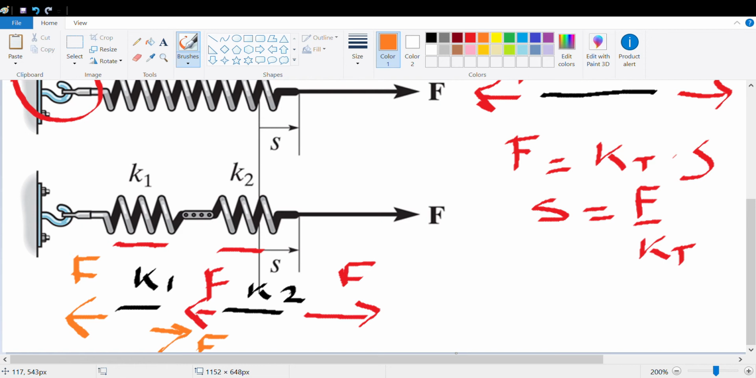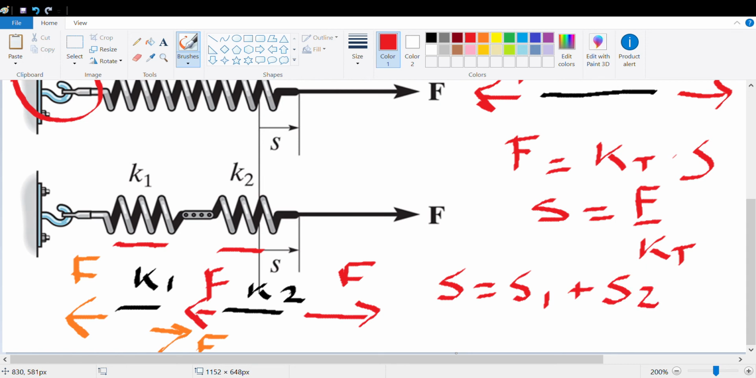Some of you wrote that this F, each of the two springs is taking a component of this F. Instead, each of these two springs is taking all of F, because the system has to be in equilibrium. What is added is the displacement. So the displacement S here is equal to the displacement of the first spring plus the displacement of the second spring.